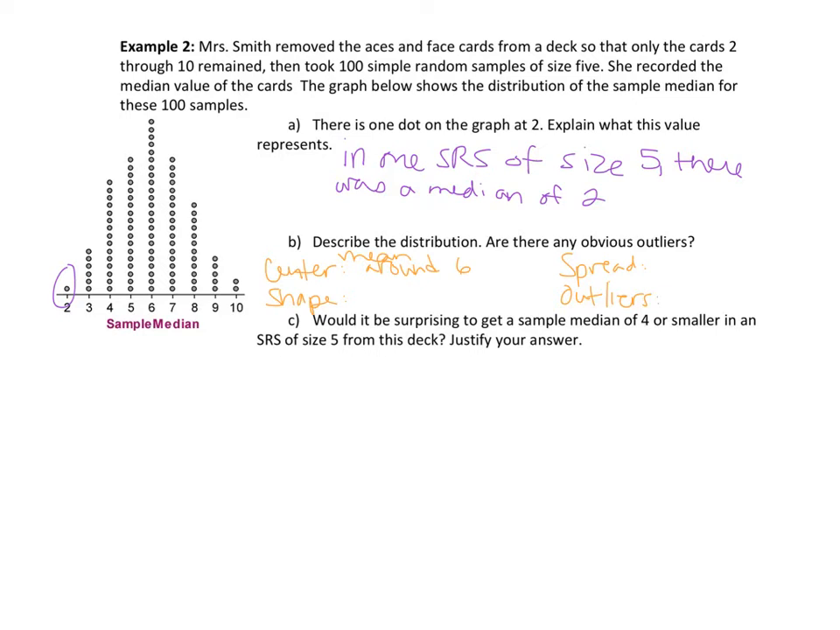The shape is, I'm going to say it's roughly symmetric and unimodal. In fact, you can even say it's roughly normal if you want. The spread, there's a few things that you can say there. You can say most values fall between 4 and 8. You can say the values vary from 2 to 10. Anything along those lines is fine. I'm just going to say all values are between 2 and 10.